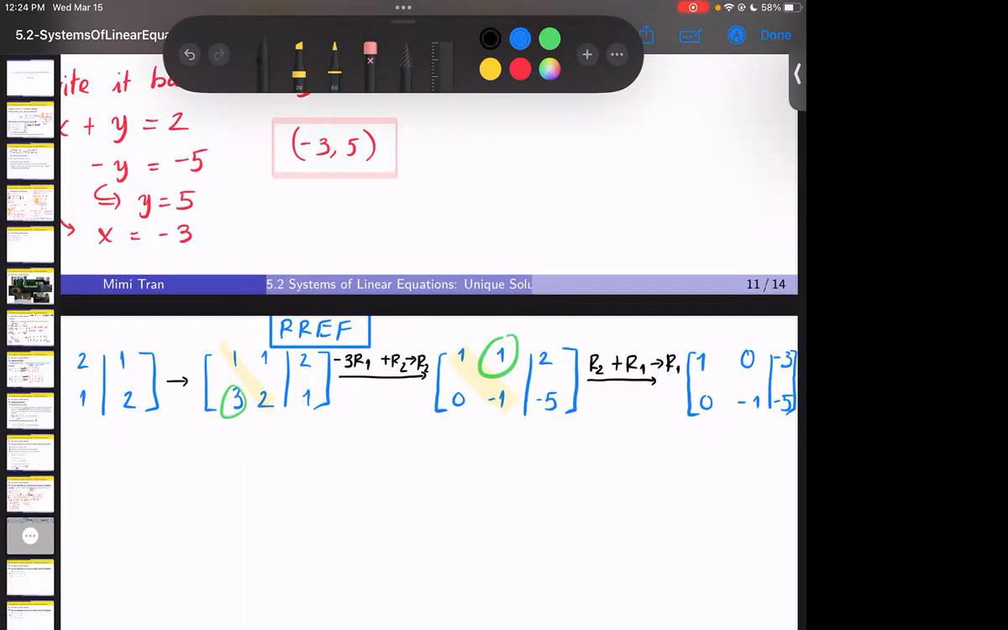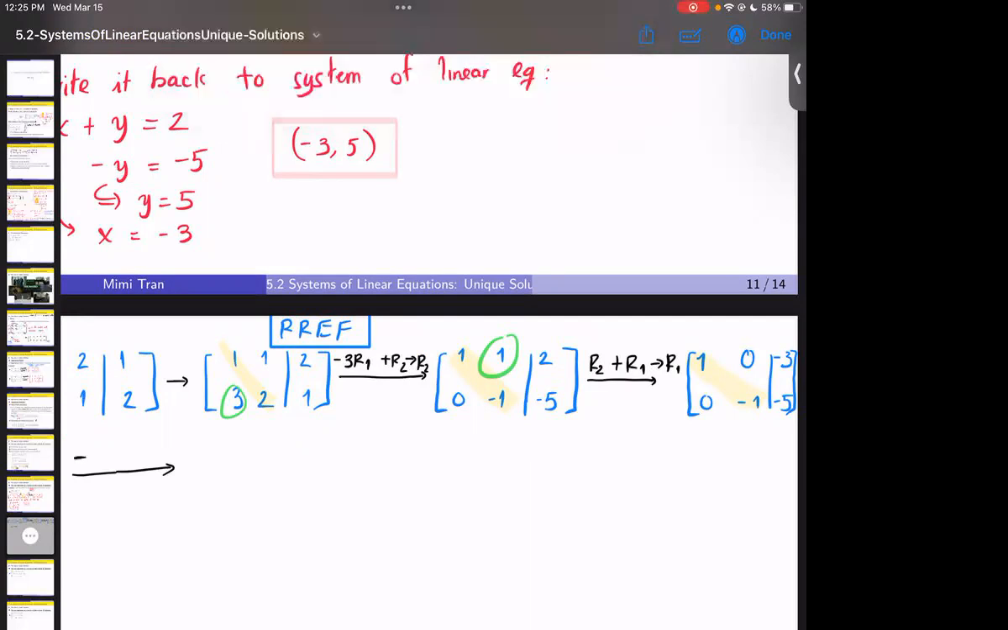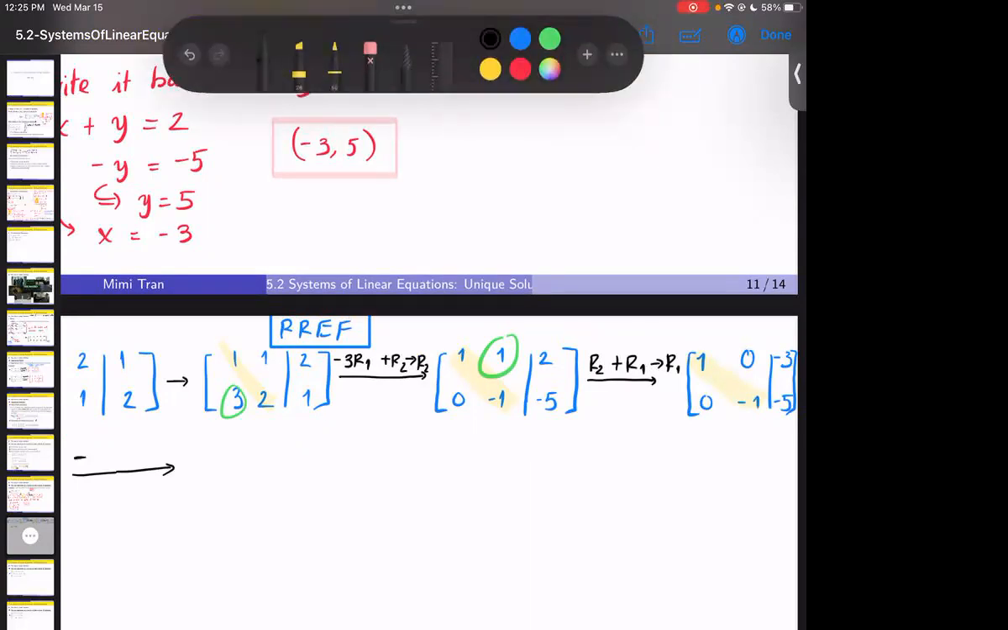Last step. Maybe you can stop here, but let's finish the last step. Remember, the diagonal has to be all 1. It's not necessary, but let's just do it. Are we good? Here, the hard part is over. I need to make this guy positive 1. What do I do? Multiply row 2 by negative 1, right? Negative 1 times R2. I have a new row 2: 0, 1, 5. Row 1 stays the same.